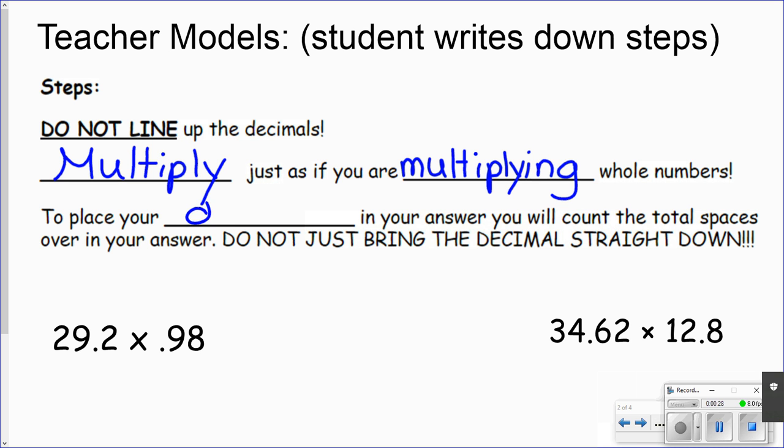To place your decimal in your answer, you will count the total spaces over in your answer. You will not just bring the decimal straight down.